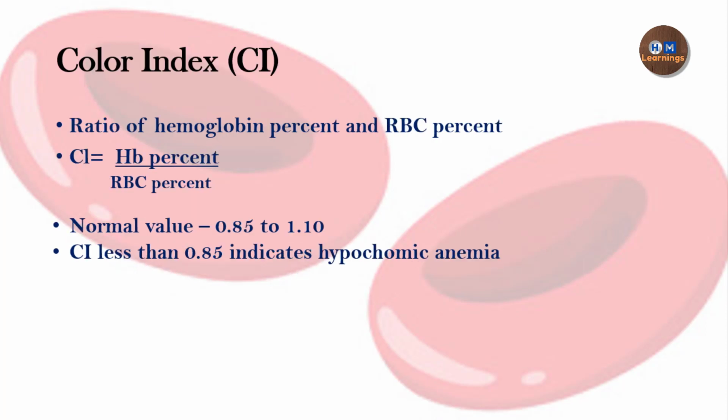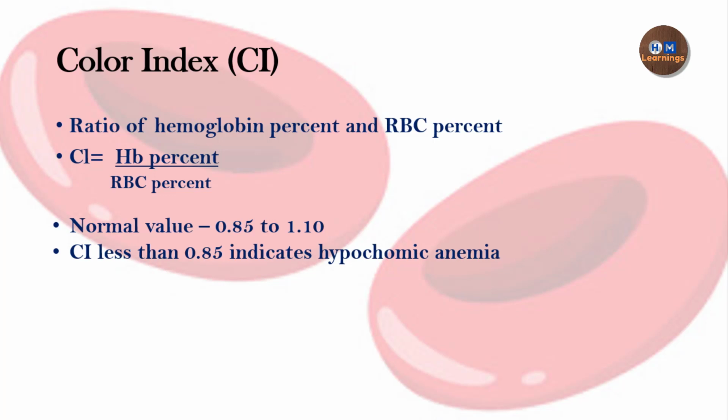Then the color index is basically the ratio of hemoglobin percent and the RBC percent, and the normal value is 0.85 to 1.10. If it is less than 0.85, we say that the patient has hypochromic anemia, maybe because the hemoglobin concentration is less than the RBCs.